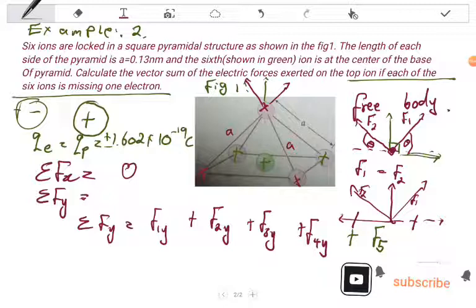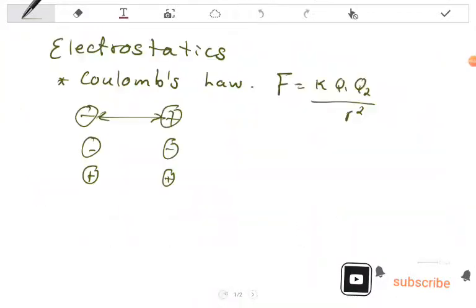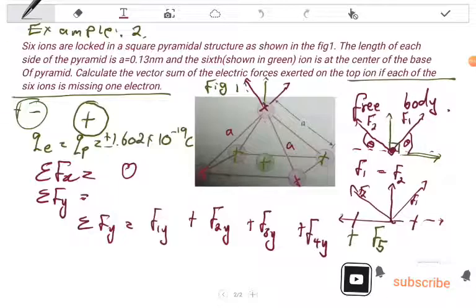So for all of these forces, we know from Coulomb's law, what is the F? F is equal to k Q1 Q2 divided by r squared. Okay, so now we have an idea of how to solve this problem. So now we're just going to copy this and solve it on the next page.